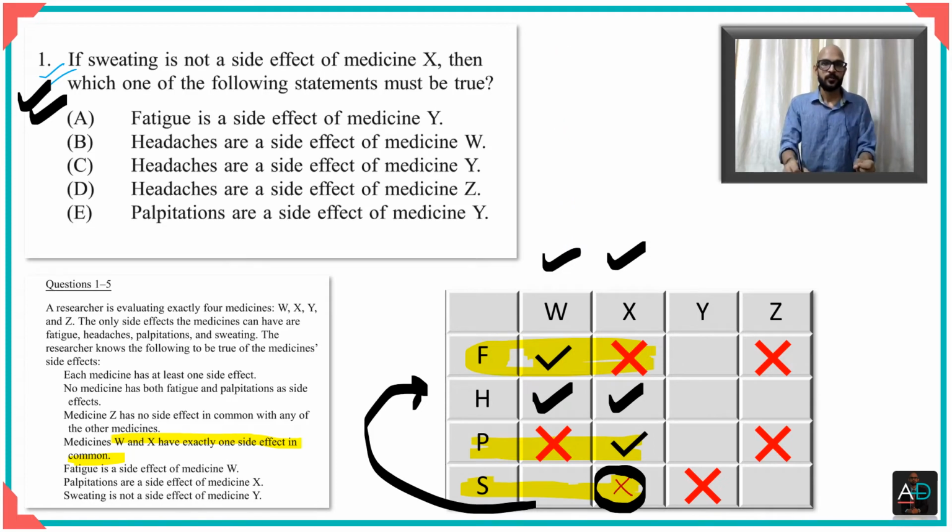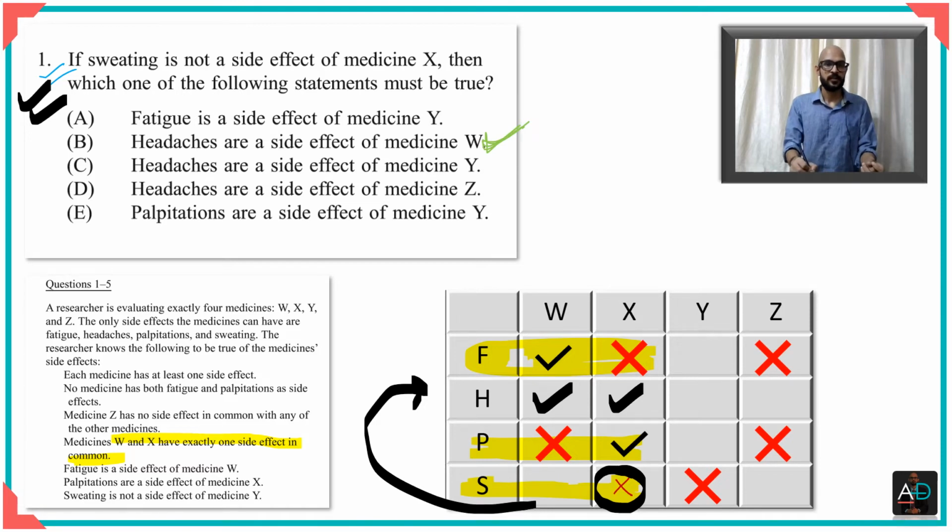Okay, so now that we've done this, let's look at the options. Let's look at option number A. It says that fatigue is a side effect of medicine Y. Well, that's not something I can infer. Headaches are a side effect of medicine W. Oh yes, this works. So this is something that is true. So I keep this as a potential right answer.